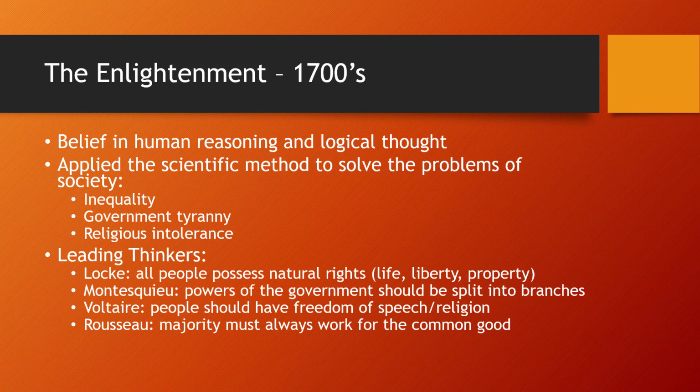Montesquieu is another important figure because Montesquieu believed that the government should be split into separate branches. Think about our own government. It's split into separate branches. Well, that comes from Montesquieu. Voltaire believed that people should have the right to free speech and free religion. Again, look at our own government, our own rights to free speech and religion. This is where we got it from.